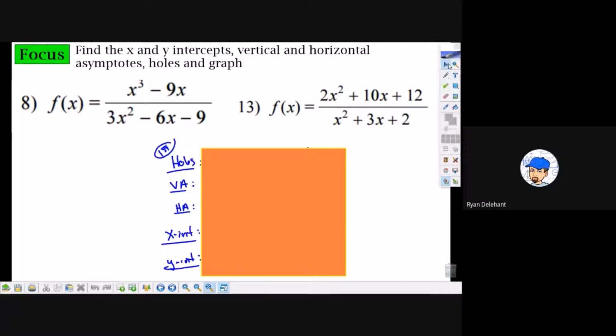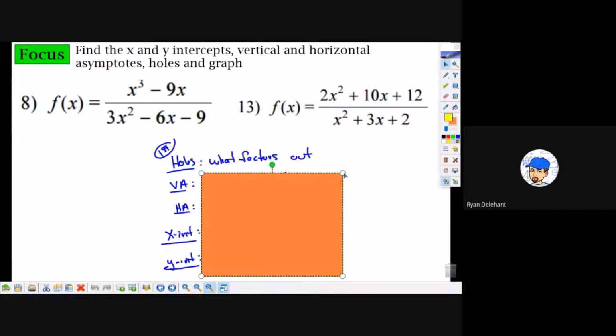So we had 5 features that we wanted to find. Holes, vertical asymptotes, horizontal asymptotes, x-intercepts, and y-intercepts. You find the holes first because this is what's going to factor out. And anytime you deal with one of these rational functions, you want to factor first, cancel anything out to make it easier to deal with for all the other stuff, okay?